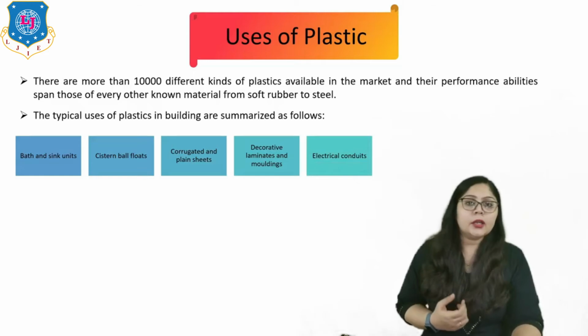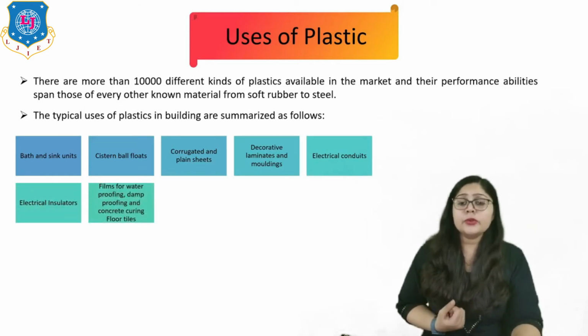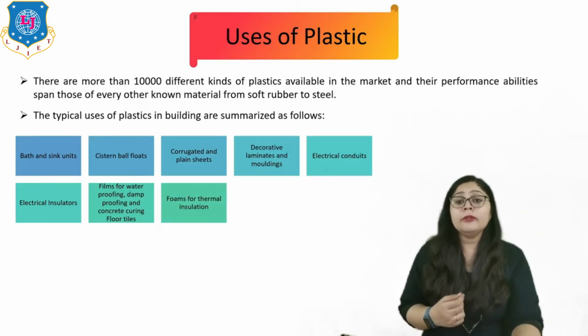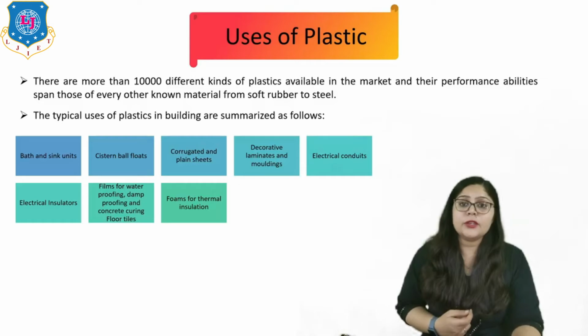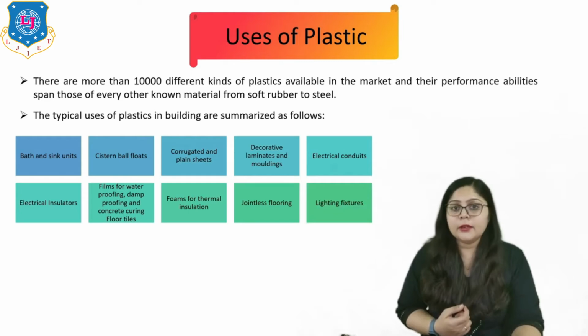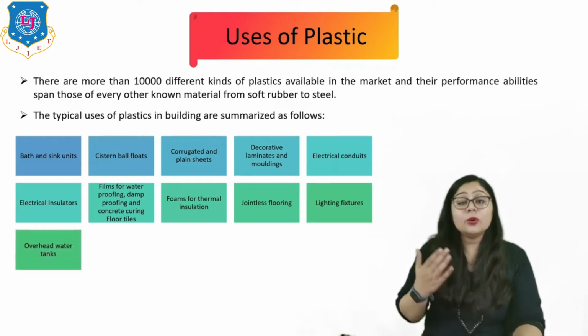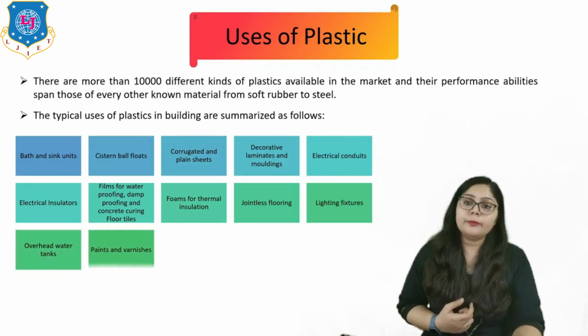Even for electrical conduits, these are used. For electrical insulators, these are used. Even we can say films for waterproofing, damp proofing and concrete curing, floor tiles are there. Even foams for thermal insulation are still there. Even jointless flooring is also made of this kind of material, right? Even lighting fixtures are also there. Even overhead water tanks are also made of plastic.